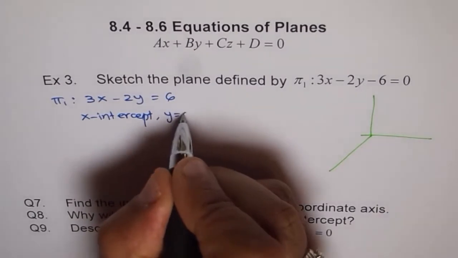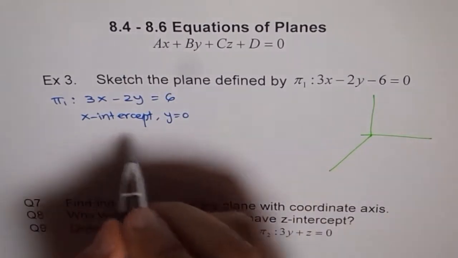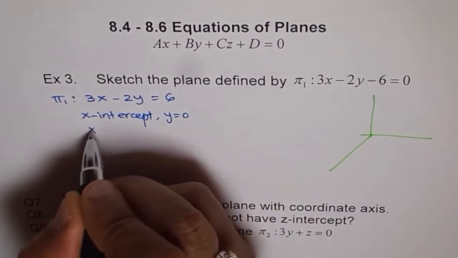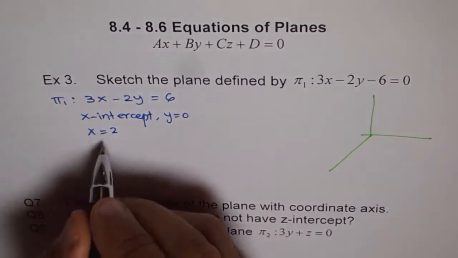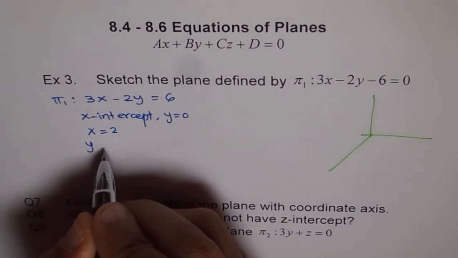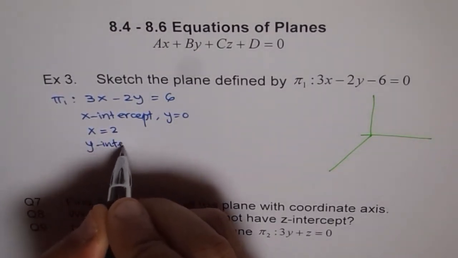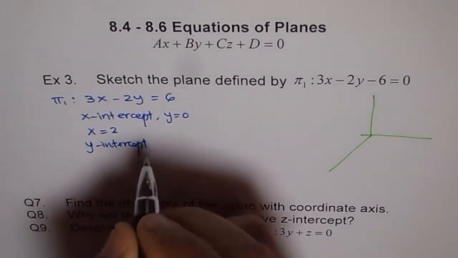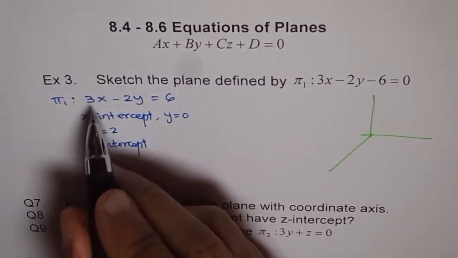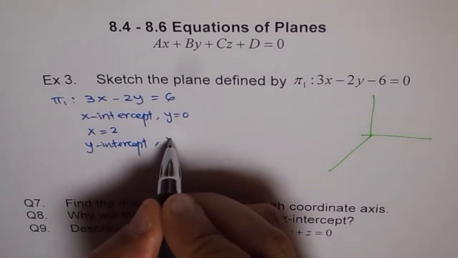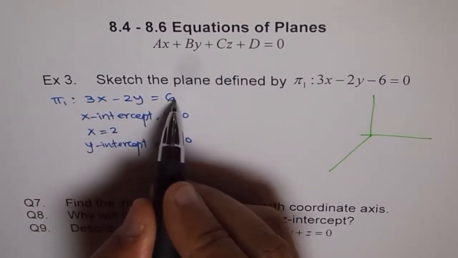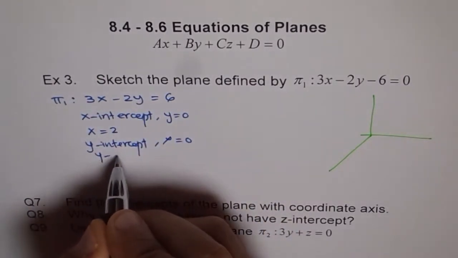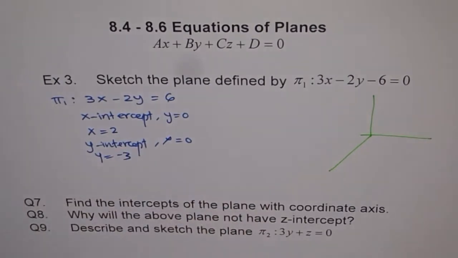When I put y equals 0, I get x equals 6 over 3, which is 2, right? So the x-intercept is 2. How about the y-intercept? The y-intercept is when I plug in x equals 0. If I put x equals 0, I get y equals minus 3. So these are my x and y intercepts, okay?